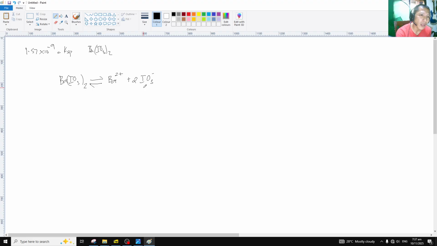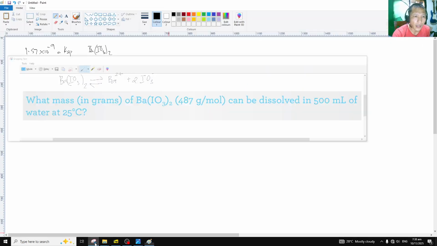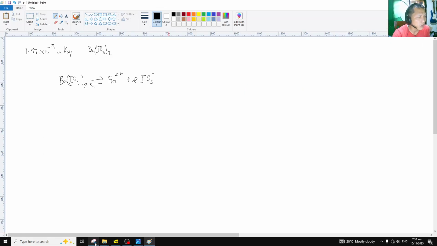Sir, why do we need to write that? Because the coefficients there are important. Okay? So, let's go back to the question. The question is, what mass in grams of barium iodate? So, what we will get first is the solubility or molar solubility. Meaning, that is what will dissolve in terms of moles per liter. That is usually S. I think I already solved this face-to-face. Let's say that is S.